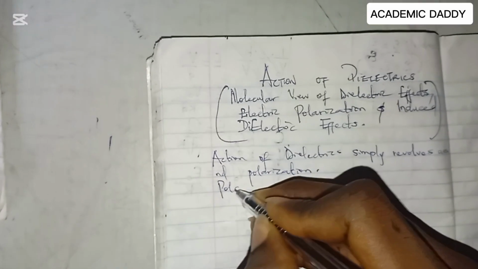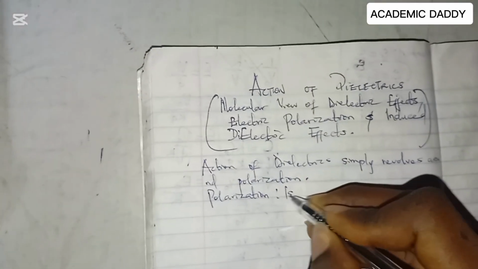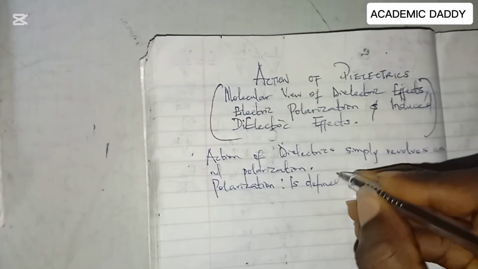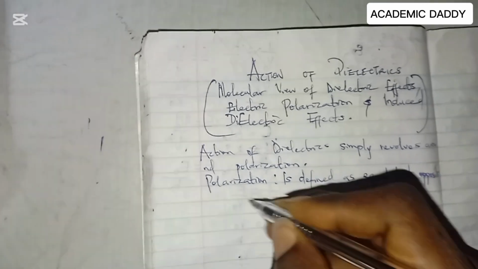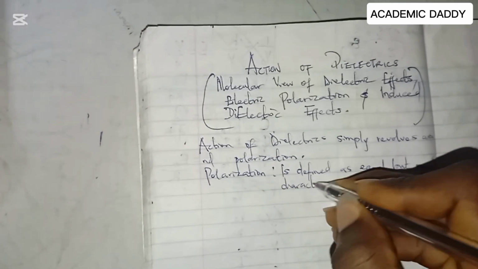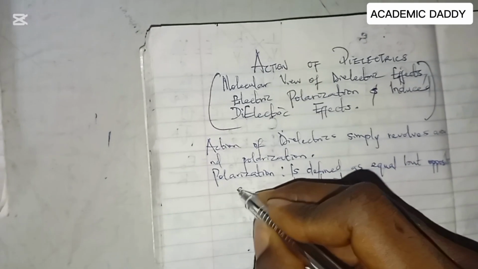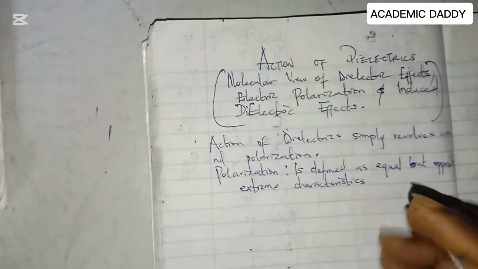And we know that polarization can be explained as, is defined as equal but opposite characteristics, opposite extreme, equal but opposite extreme characteristics.